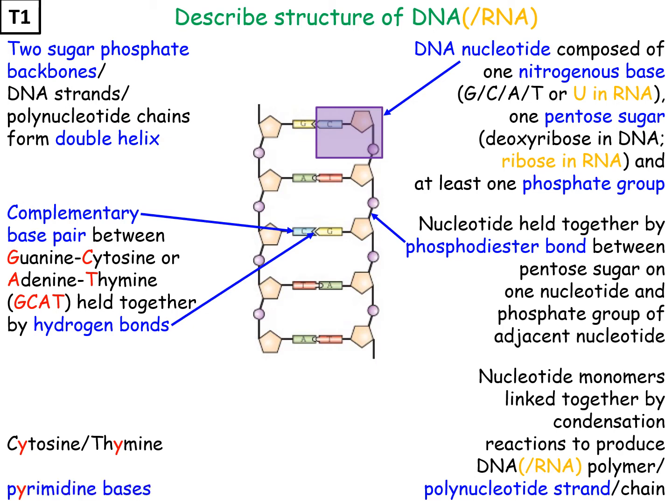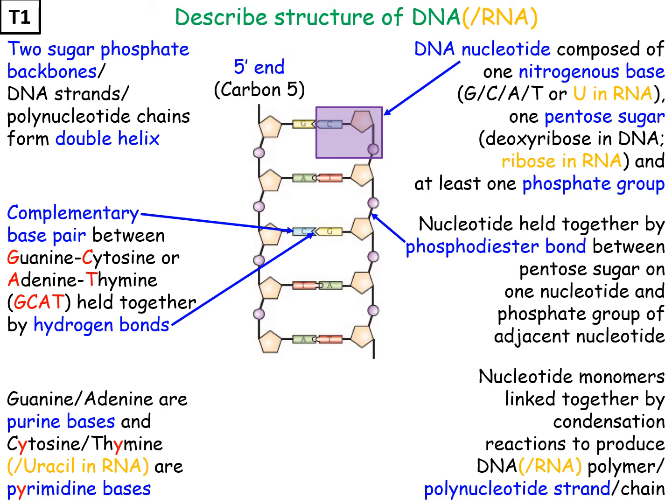Now both cytosine and thymine are pyrimidine bases, whereas guanine and adenine are purine bases. So the way to remember that is cytosine and thymine have Y in their spelling, just like pyrimidine, as guanine and adenine are purine bases. Now in RNA, the thymine is replaced by uracil, so therefore uracil in RNA is also a pyrimidine base.